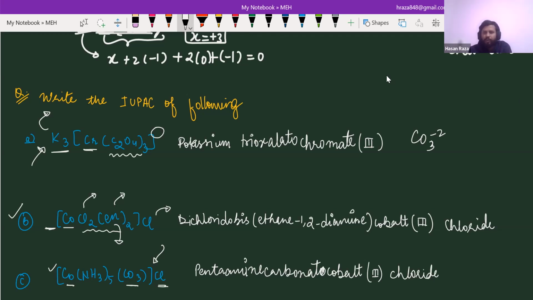Now I'm going to start another topic, that is isomerism. And you know, isomerism is basically the same chemical formula having different arrangement of ligands. Those are called isomers, and the phenomenon or process is known as isomerism.